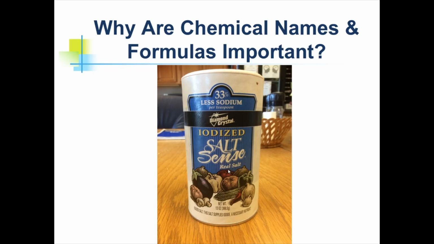But what really caught my eye for this little container of salt is that it had 33% less sodium per teaspoon. Now, if you know anything about salt, you know that salt is made up of two elements, sodium and chlorine. It's basically sodium chloride, NaCl is the formula for salt. So normal salt in a salt container is 50% sodium and 50% chlorine. Now, this particular container is telling me that this has 33% less sodium, probably advertising it as some form of healthy alternative.